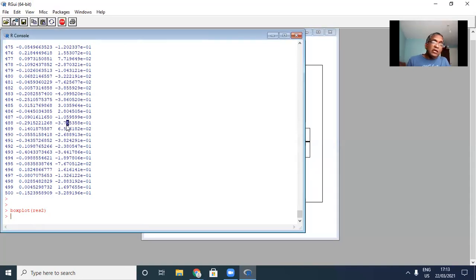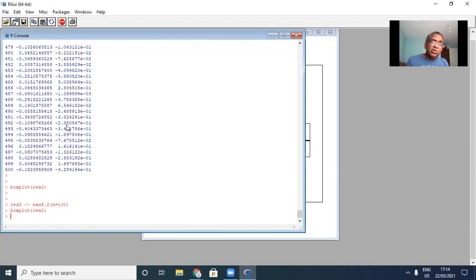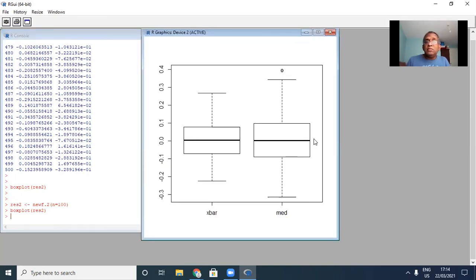Now let me run this with other values of n. Here I took n to be 30. Let me take it to be, say, 100, and then do a box plot. Again, this is the same story. They are very similar to each other. And once again, the values of the sample mean have smaller variability compared to the values of the sample median.